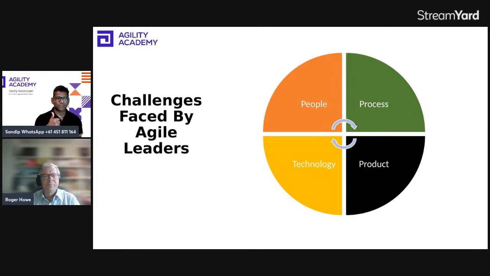So the first one is people. When we talk about agile leadership, it's all about serving people. It's a servant leadership style. So you need to understand who the key stakeholders are, who are those people for whom you have been hired, what kind of problems and challenges they are facing, and how you can take them on this journey rather than imposing some changes.